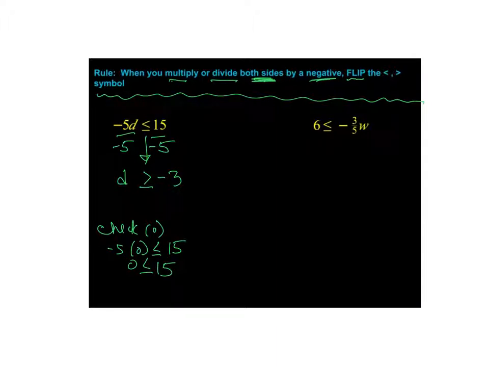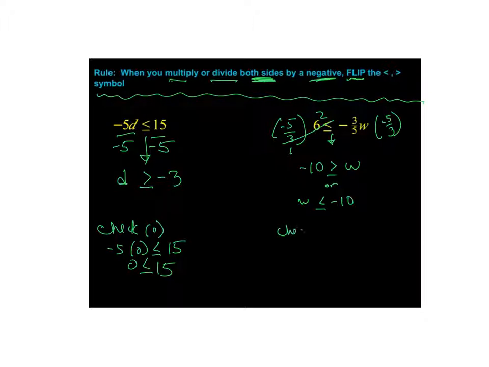I'll just solve them. For the next one, I'm going to get rid of that negative 3/5 by multiplying both sides by the reciprocal, negative 5/3 and negative 5/3. I know that these cancel, and here's what I've got. Negative 10. I multiplied both sides by a negative, so I'm going to flip that, is greater than or equal to w. I know some of you like to rewrite that with the variable on the left, so that's the same thing as saying w is less than or equal to negative 10.